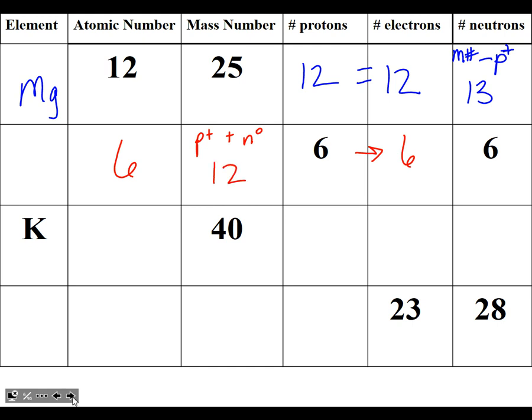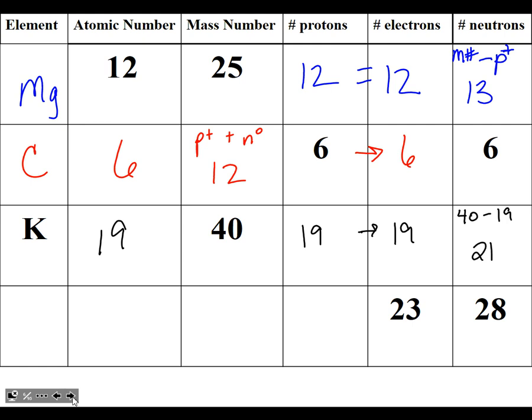And then we'd look up what is element 6. It is carbon. Okay. Then we could look for potassium on the periodic table. It is atomic number 19, which means it has 19 protons. It also would mean that it has 19 electrons. And then we would do 40 minus 19, which would tell us there's 21 neutrons.